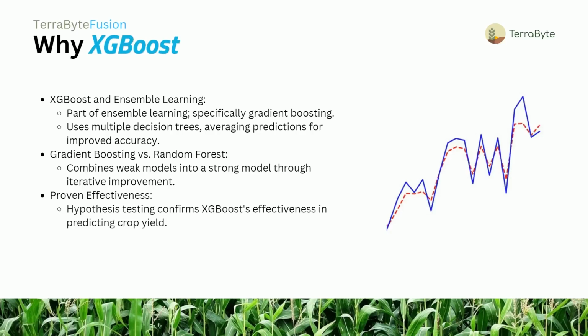So why XGBoost? XGBoost, or in long, extreme gradient boosting, in itself forms part of the ensemble learning category, and more specifically, the gradient boosting aspect. Gradient boosting algorithms consist of multiple decision trees where each tree makes a prediction and finally, per definition, averages all the trees' predictions. The idea of gradient boosting as opposed to a random forest is to combine weak models into a single strong model, but also by following an iterative approach trying to improve on the preceding model. Regardless of claims in theory, throughout the hypothesis testing, XGBoost has proven to be a sufficient choice for predicting crop yield.